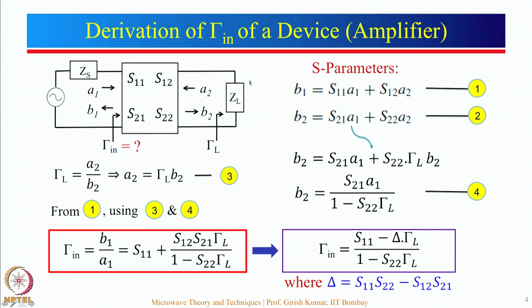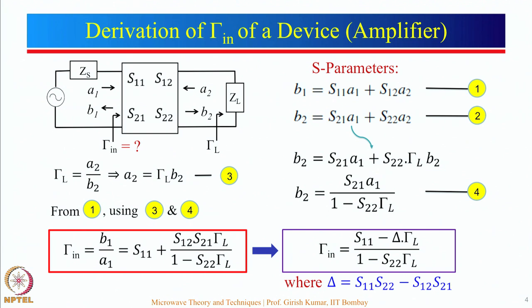So, if ZL is unknown, if it is not equal to 50 ohm, then gamma L will not be equal to 0. But suppose it is terminated with 50 ohm, in that case gamma L will be equal to 0, and if gamma L is equal to 0, we put 0 over here, gamma input will be equal to S11. So, that is how S parameters are defined.